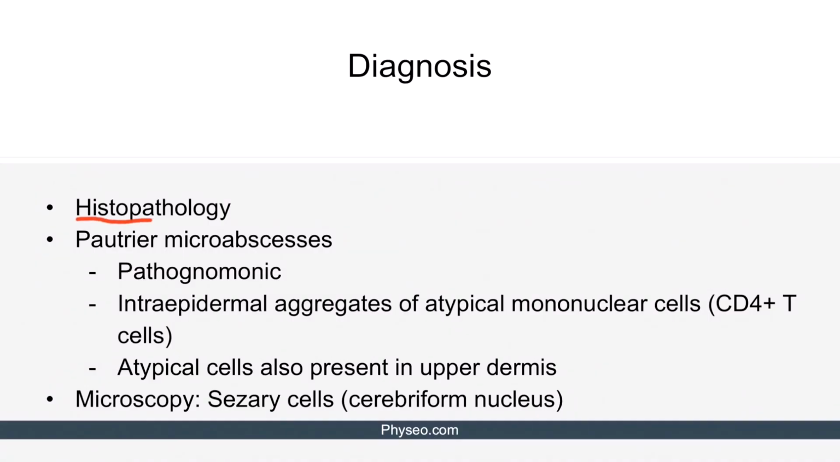Histopathology is the standard diagnostic method for mycosis fungoides. It shows Potrier microabscesses, which are pathognomonic and are formed by intraepidermal aggregates of atypical mononuclear cells. And these atypical cells are also present in the upper dermis of the skin. Microscopy shows Sézary cells, which are atypical mononuclear cells, each having a cerebriform nucleus.